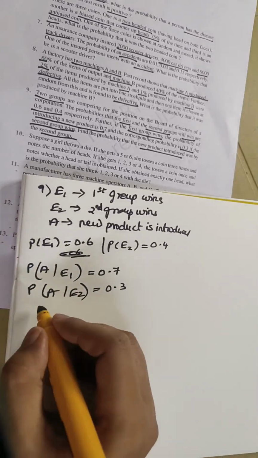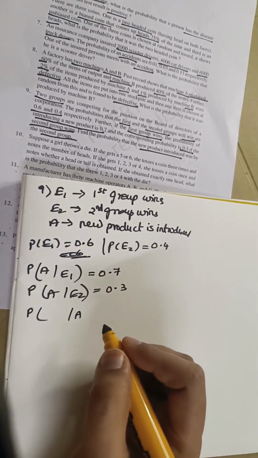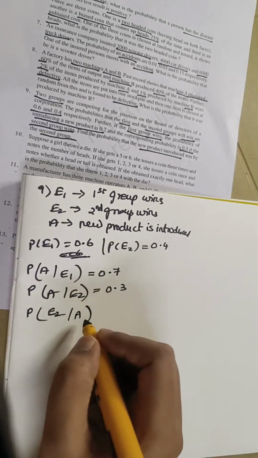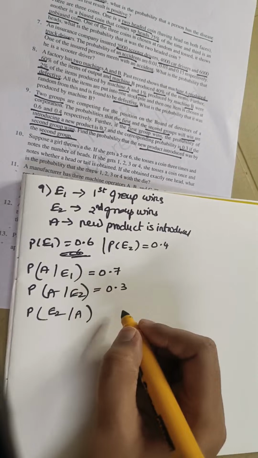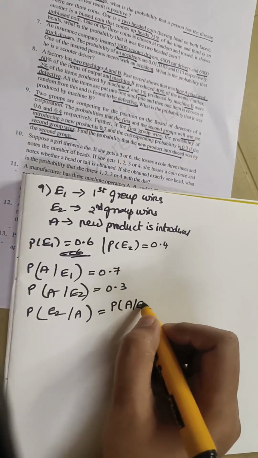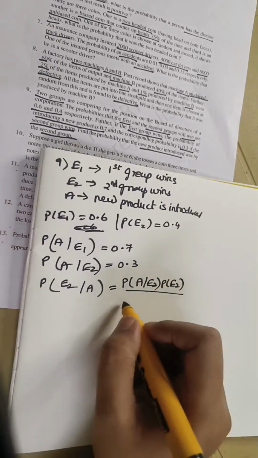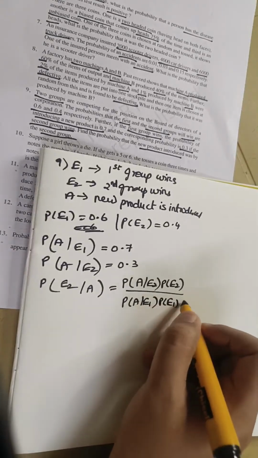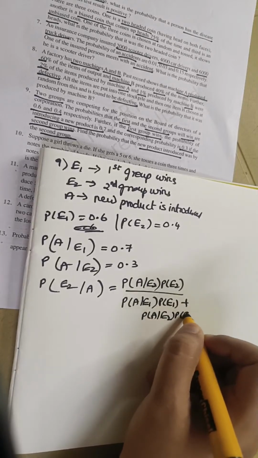Find the probability that the new product is introduced by the second group. So P of E2 given A. Here you have to understand properly. What will be the formula? P of A given E2 into P of E2, the whole by P of A given E1 into P of E1 plus P of A given E2 into P of E2.